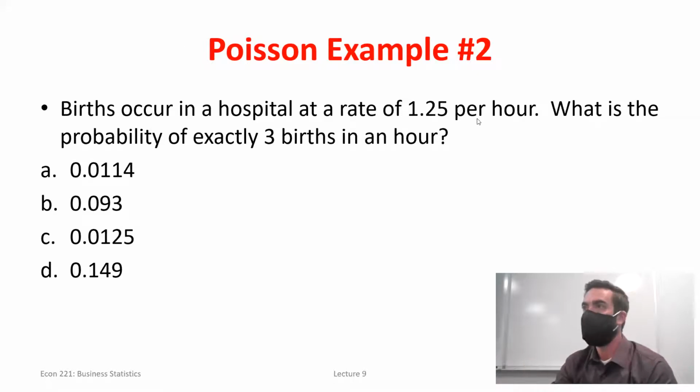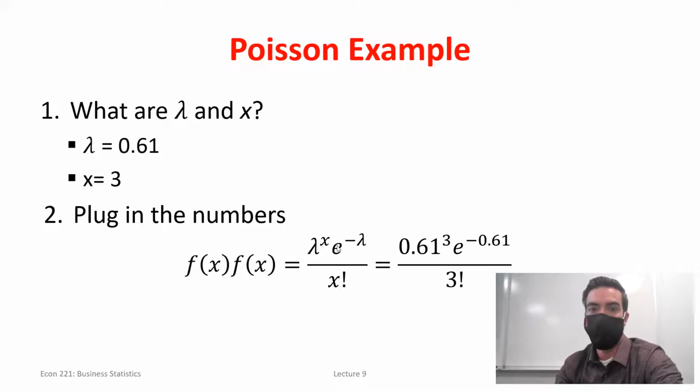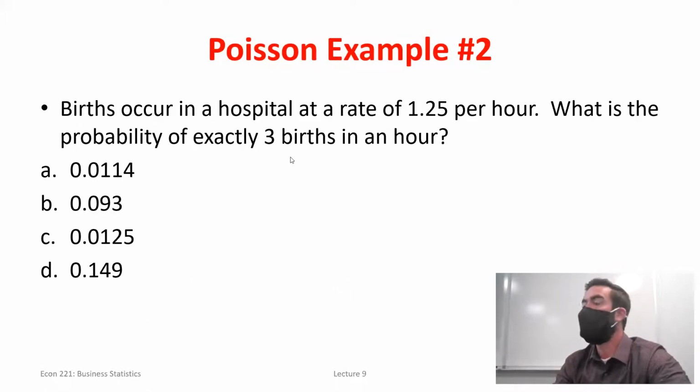Well, my lambda here would be this average rate I'm given, 1.25. The number of occurrences I'm interested in finding the probability of is exactly 3, so my x is 3. And now it's just a matter of plugging those values in, right? I go back to this equation. My lambda is 1.25. My x was 3. And then I have that natural number e that's always the same number, kind of just like pi is always the same number.